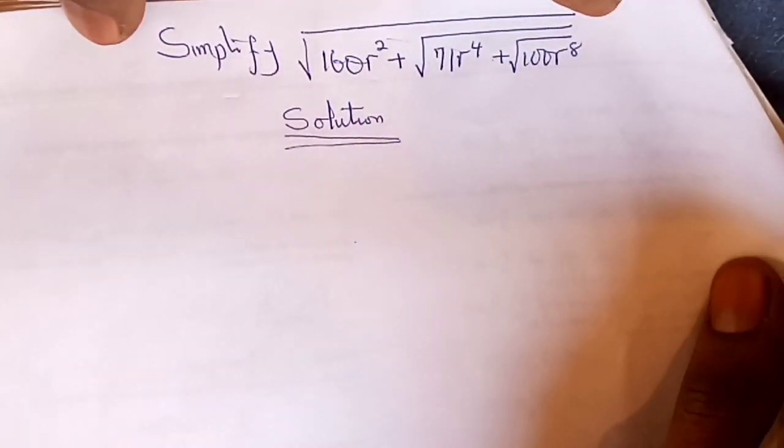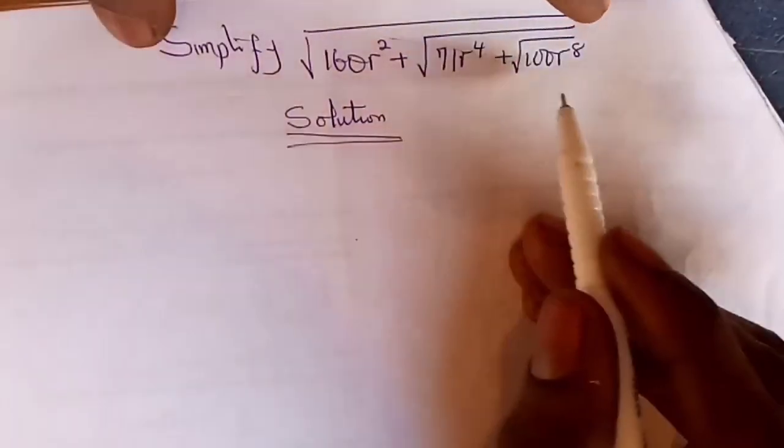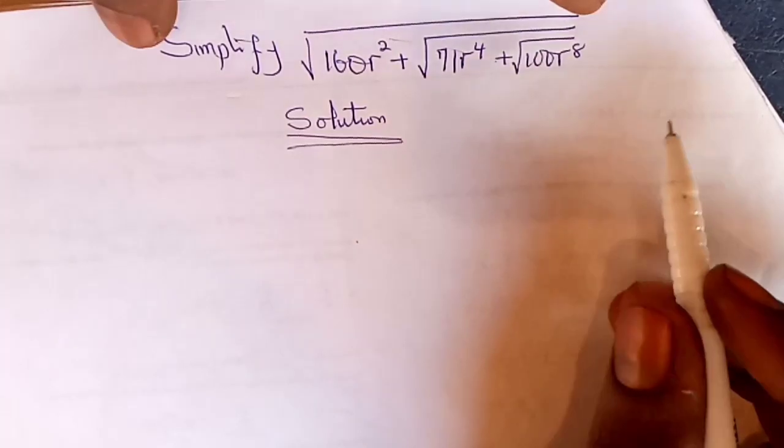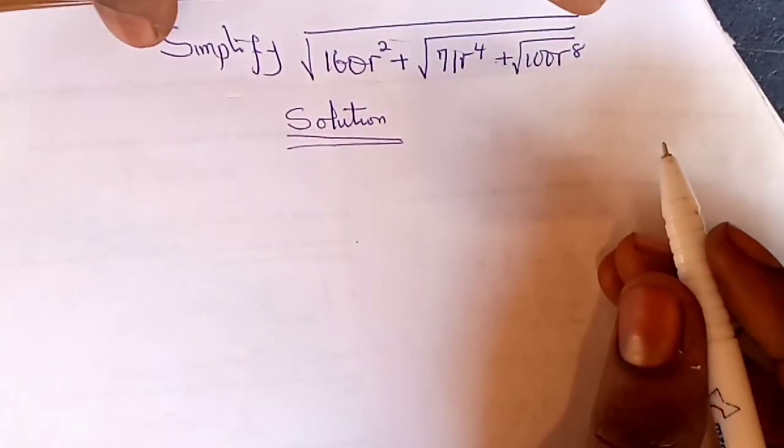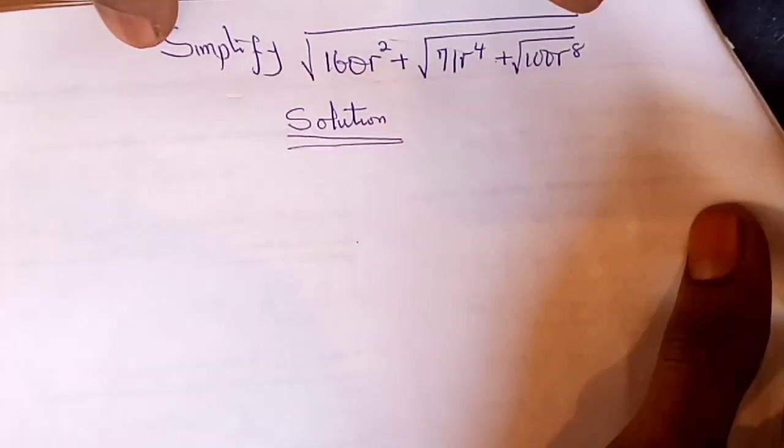We have a question on indices here to be solved. We're asked to simplify this question. It's an indices question that can also be found in JAMB.